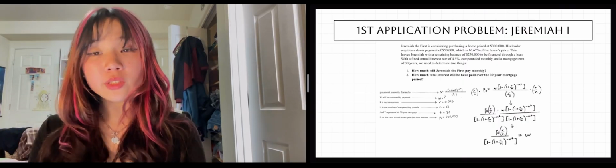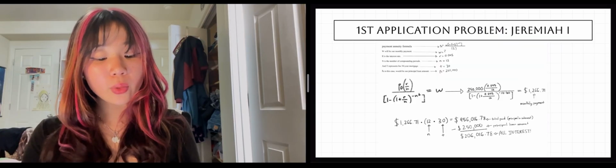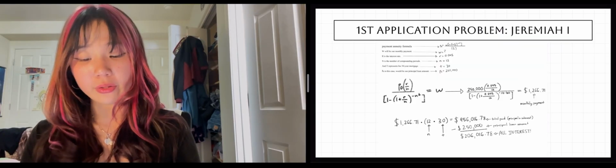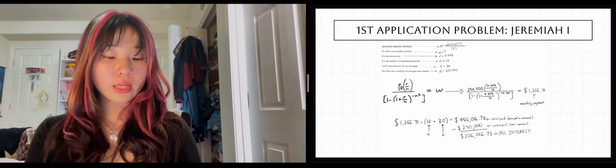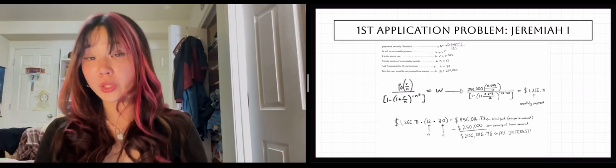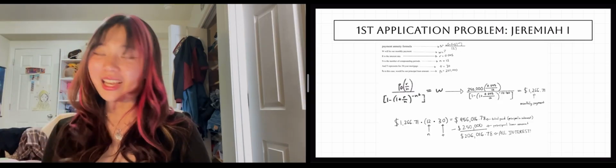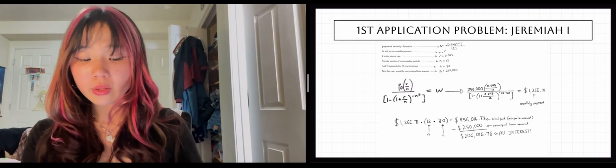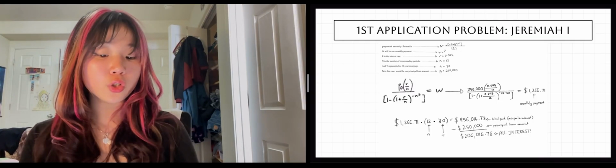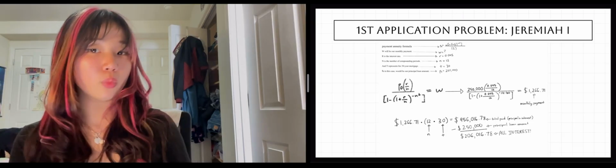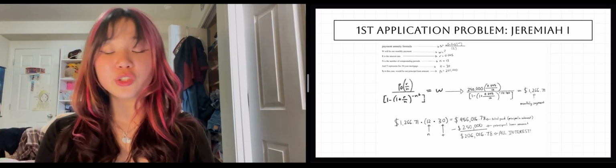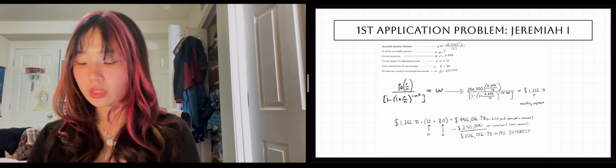So once we get that rewritten formula, then we can start to substitute in our values. So once you substitute in your values in your calculator, be particular about where you put your spaces, your brackets, your subtractions, your negatives. Once you put it in properly, you'll get the number $1,266.71. That number is Jeremiah the First's monthly payment.